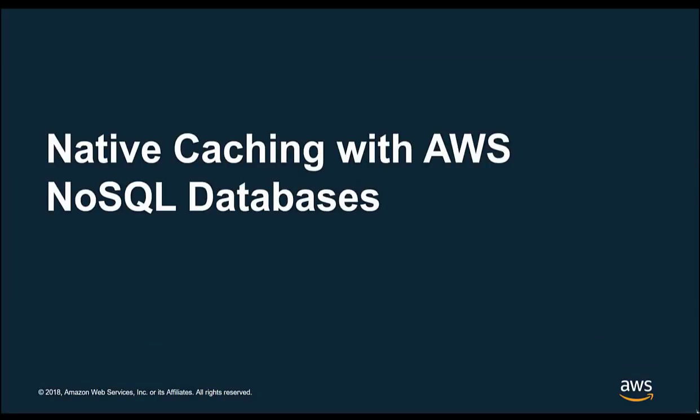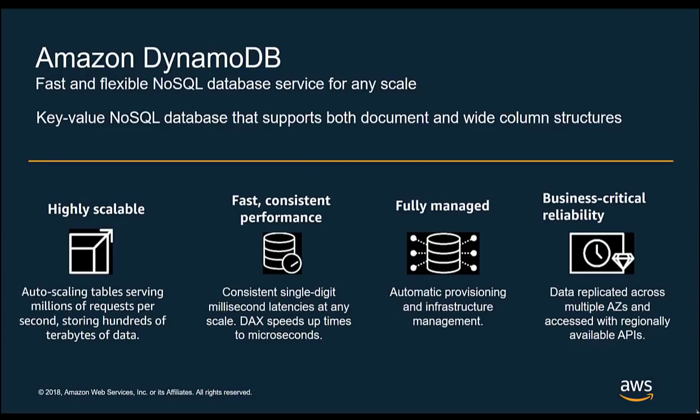So let's shift gears a little bit and move from relational databases into NoSQL databases and how we can achieve caching with AWS NoSQL databases. Amazon DynamoDB is the primary NoSQL database within the AWS portfolio, right? It's very fast and flexible, and it can scale to virtually any scale that you might need. It's a key value NoSQL database, and it supports document and wide column structures, highly scalable, and I mean very highly scalable, again, like I said, to virtually any capacity that you could foresee.